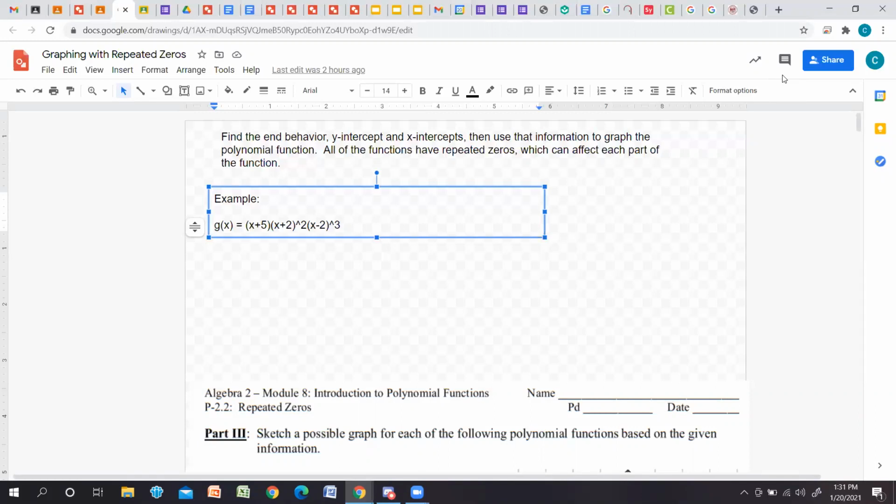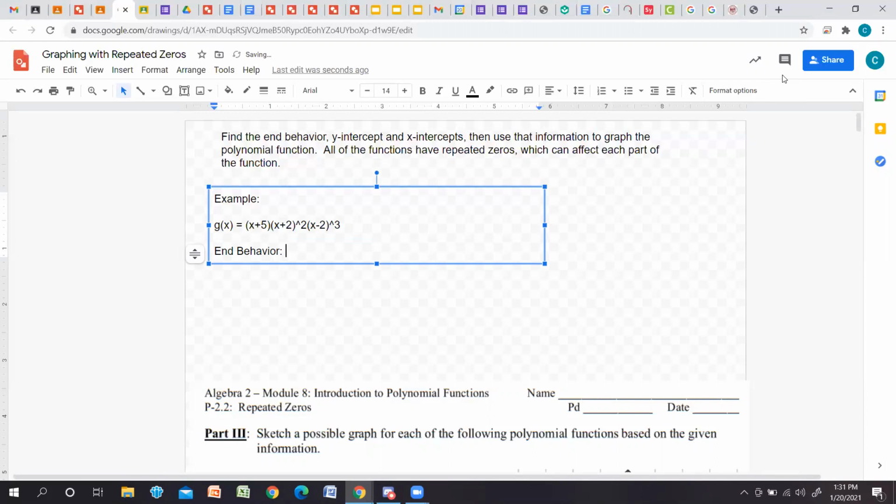So first, let's see what we have here. It says g of x equals (x plus 5) times (x plus 2) squared times (x minus 2) squared times (x minus 2) cubed. All right? So first we find the end behavior.